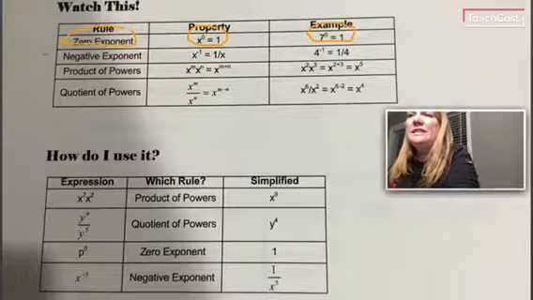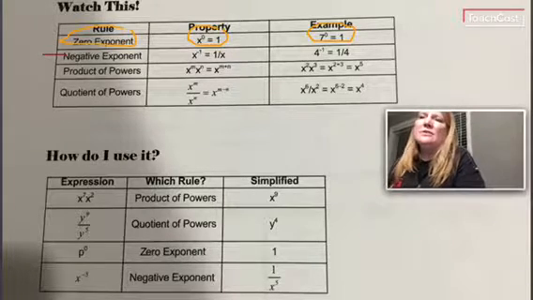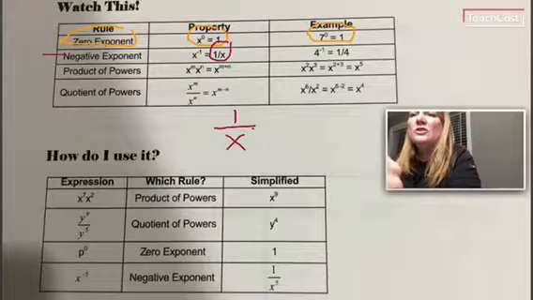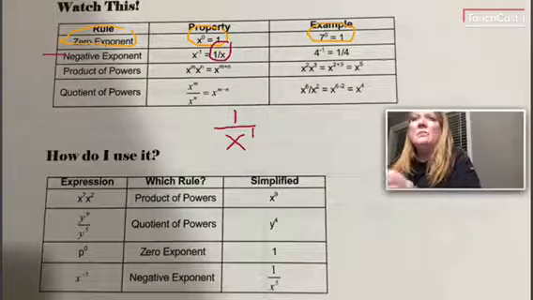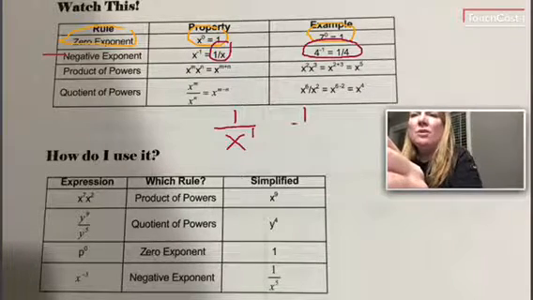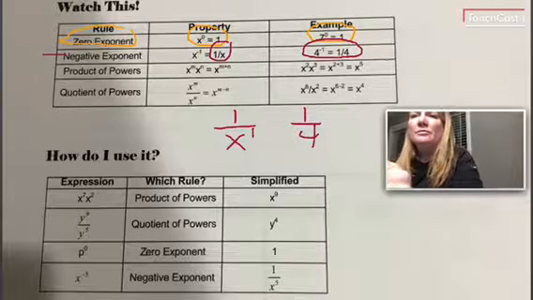Okay, the second one is the negative exponent rule. And that is we cannot leave negative exponents in our answers. So x raised to a negative 1, you just simply put the power in the bottom. So it'd be 1 over x to the power of 1 if you wanted to write it that way. But usually we're not going to write the 1. But here's a better example. 4 raised to the power of negative 1 would just be 1 over 4.